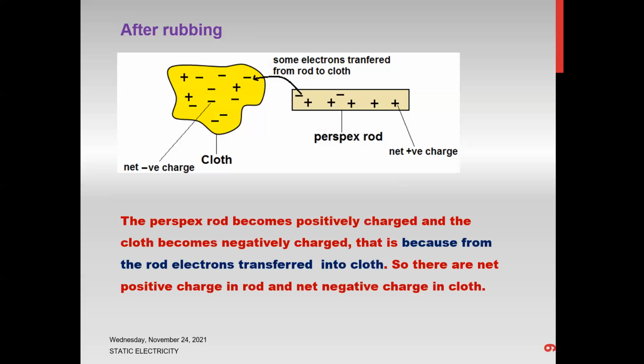So the perspex rod becomes positively charged and the cloth becomes negative. This is because the rod transfers electrons to the cloth. So there is a net positive charge on the rod, and a net negative charge on the cloth.